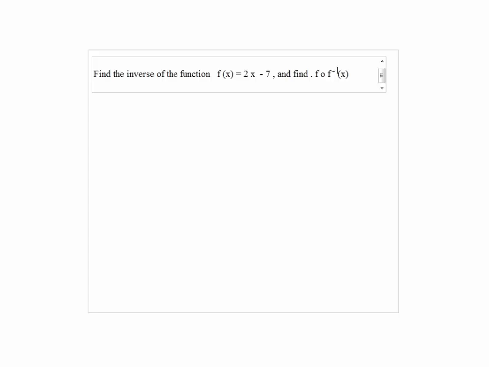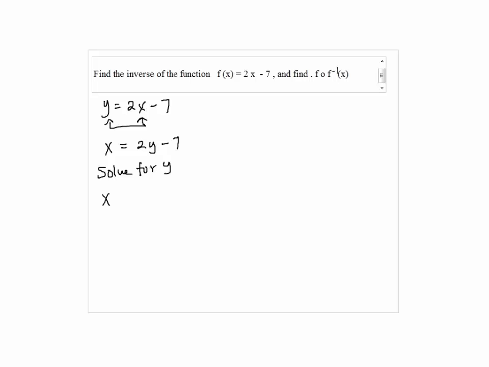Find the inverse of the function f of x equals 2x minus 7 and find f composite of f inverse. First, we're going to change f of x to y. So we have y equals 2x minus 7. Then we're going to exchange the x and the y. So we have x equals 2y minus 7. And then we're going to solve for y.